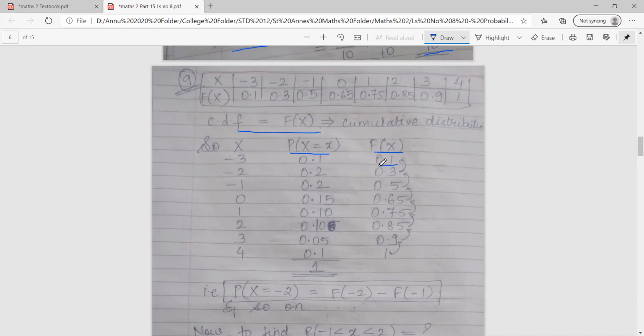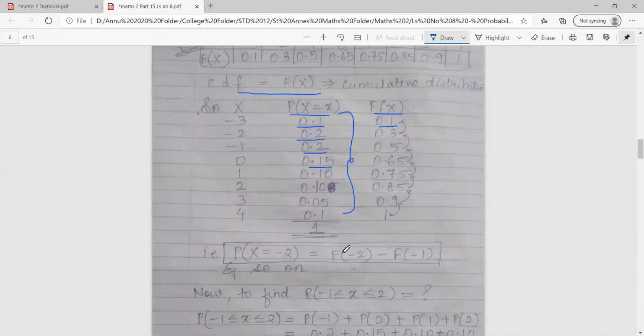Now 0.1, the first value remains the same. So 0.1, we write 0.1. Now we'll subtract 0.3 minus 0.1. So 0.3 minus 0.1, you get 0.2. 0.5 minus 0.3, again you will get 0.2. 0.65 minus 0.5 will give you 0.15. So understood how to make the probability table from cumulative frequency.